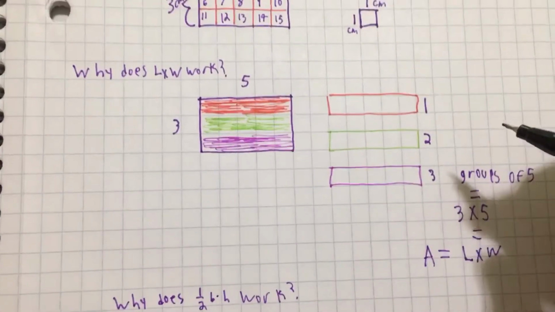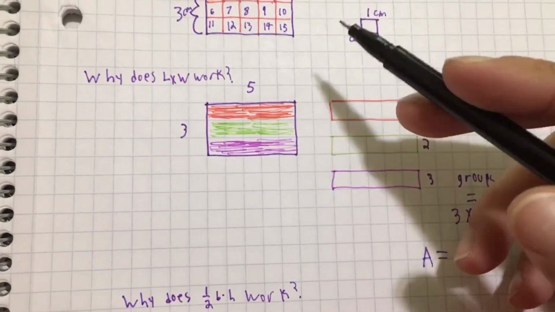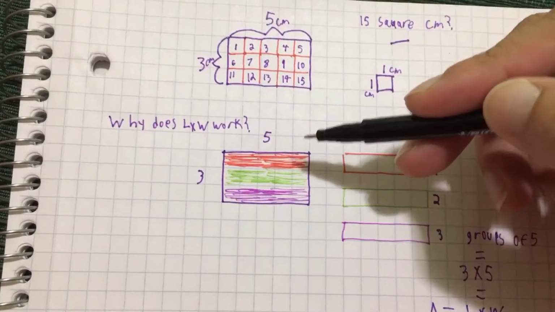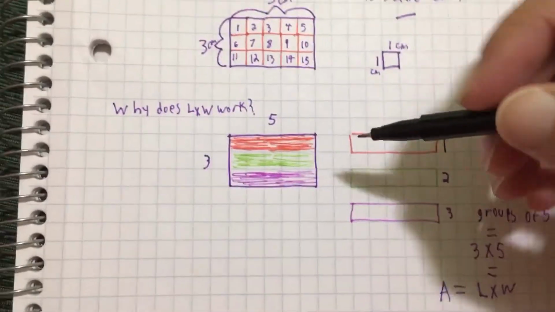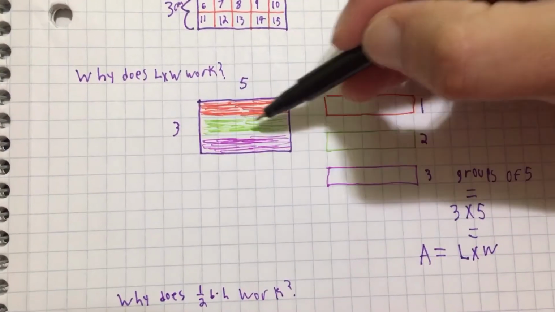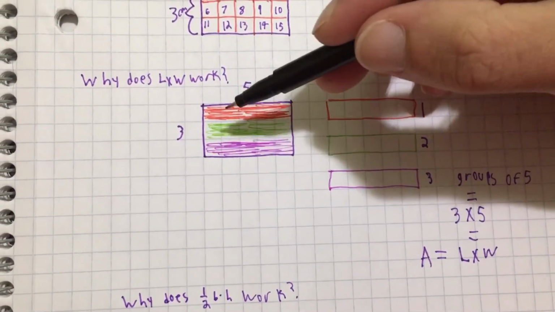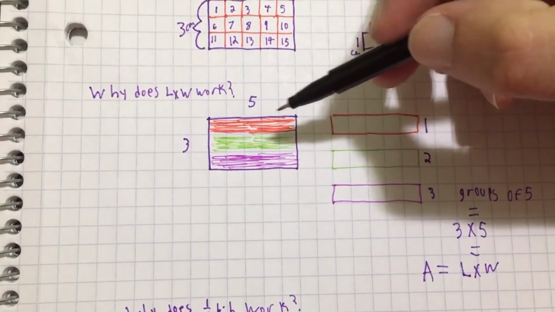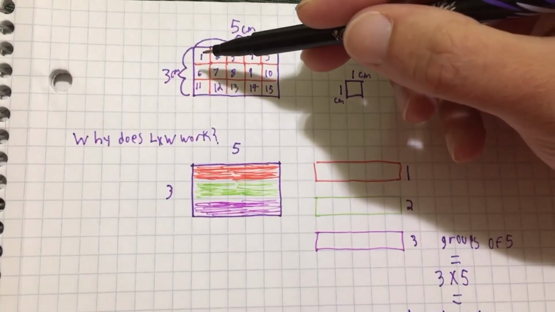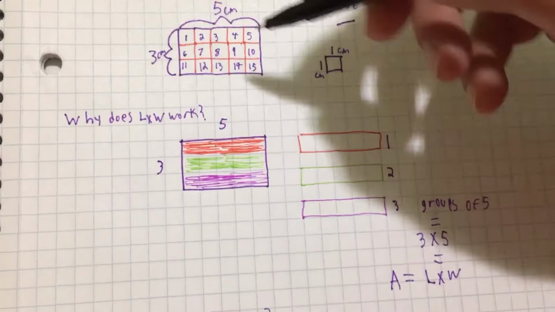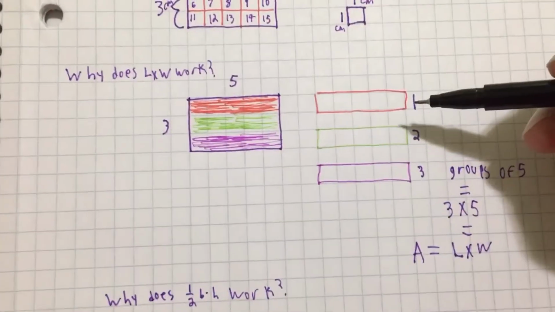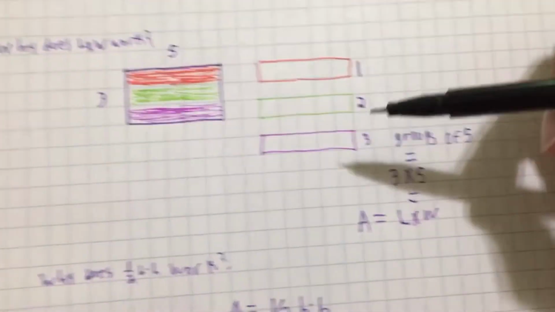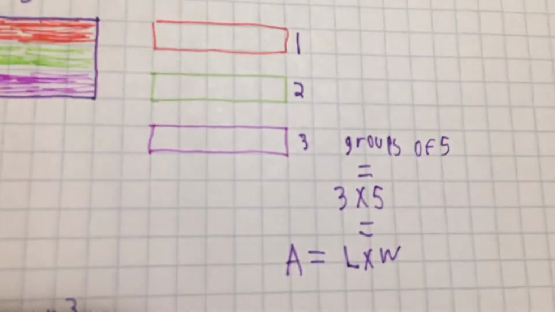Now, by the same token, why does length times width work for finding the area within a rectangle? So I use the same rectangle, easier to work with. And here you can see we have 3 different colors, 3 different sections. Each section has 5 different units within it. You can't see it, but it's the same as this 1, 2, 3, 4, 5. 5, 5, 5. So we look over here, and I even marked it out so that you could see it better. This is one group. This is the second group. This is 3 groups. These are all groups of 5.